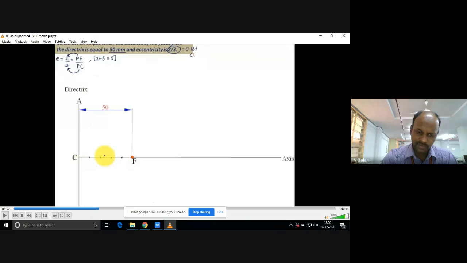That number, 5 equal parts or 7 equal parts, depends on the eccentricity value given in the problem. If it is 2 by 3, you need to add up 2 plus 3, 5 equal parts. Suppose it is less than 1, if I take 3 by 4, also less than 1. At that time, 3 plus 4, 7 equal parts I need to divide this particular length into.